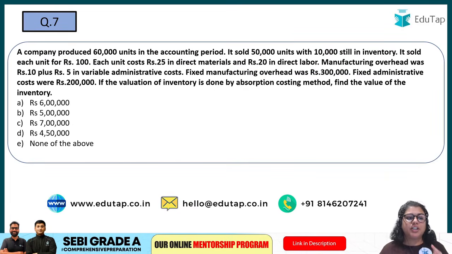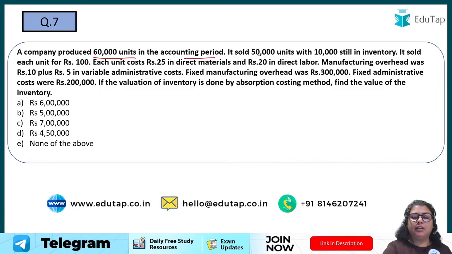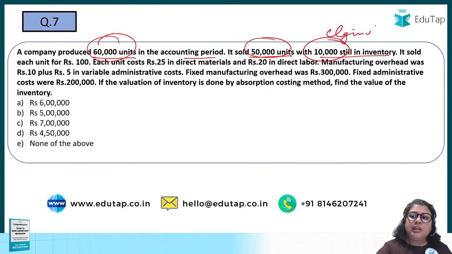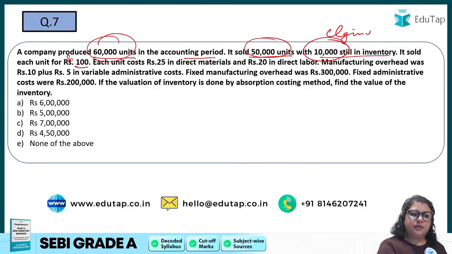Now let us do the question number 7. A company produced 60,000 units in the accounting period. It sold 50,000 units with 10,000 still in inventory. So 60,000 is the production, 50,000 is the units sold, and 10,000 is the closing inventory. Okay. Now it sold each unit for rupees 100. Okay, the selling price is 100 rupees.